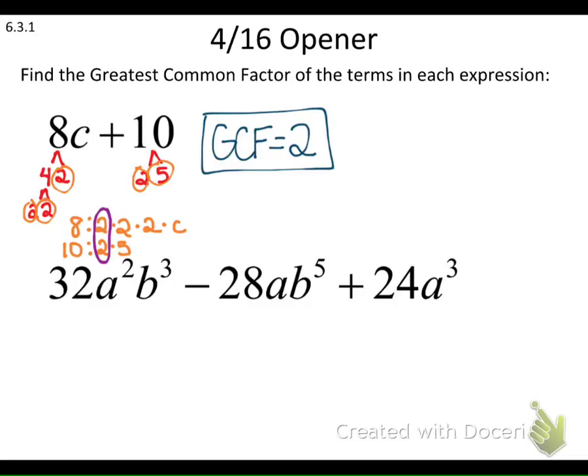Remember, if they both don't have a variable, then they don't have that in common. All right, now let's look at the second one. We have 32a squared b to the third minus... Since they both don't have a c, then they don't have that in common.